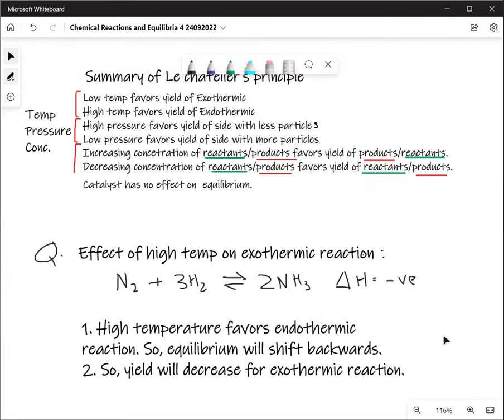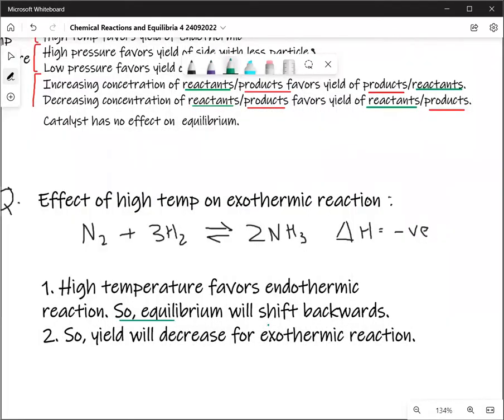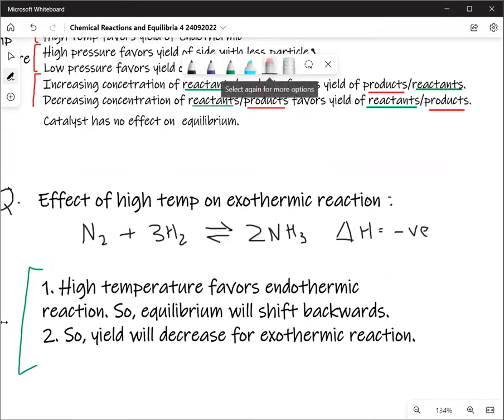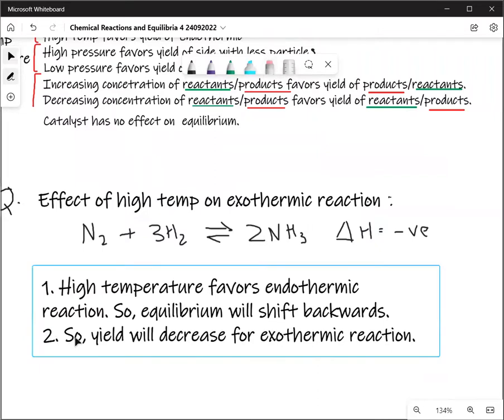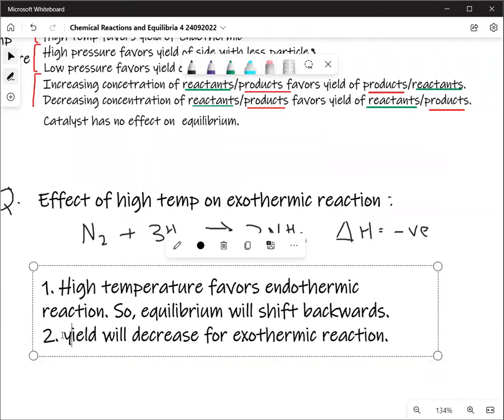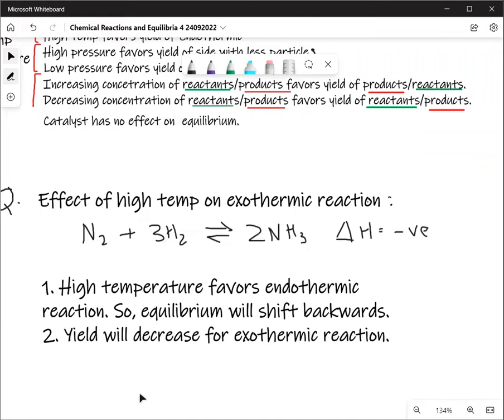What really happens is this line over here is important. First, Niranjana, read the answer. High temperature favors endothermic reaction, so equilibrium will shift backwards. Yield will decrease for endothermic reaction. Now read it again, you read it wrong. High temperature favors endothermic reaction, so equilibrium will shift backwards. Yield will decrease for exothermic reaction.